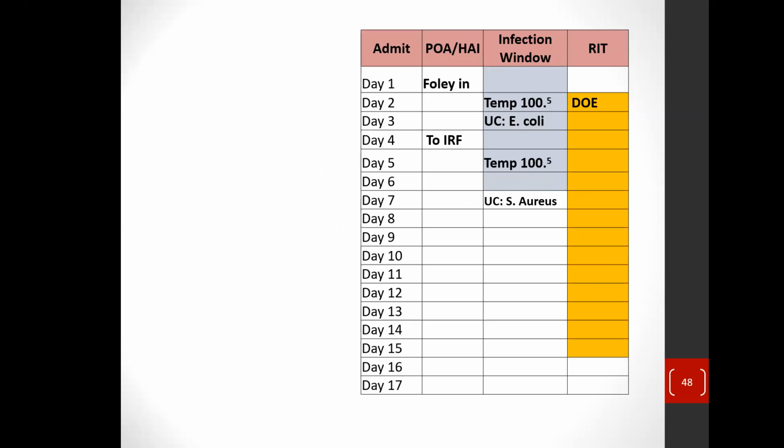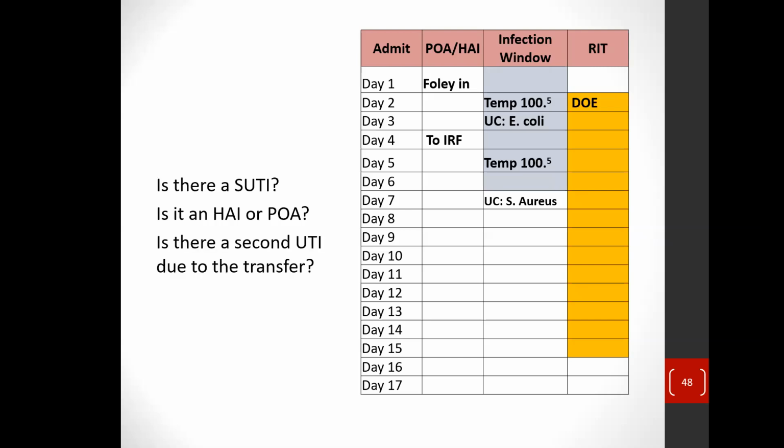It helps to really define if there is a SUTI, there is a non-catheter associated, you've got the temp on day 2, you've got urine culture on day 3, date of event is day 2, repeat infection time frame, and so that is added to the previous one. And it's POA because you can see it's on day 2. And that transfer makes no difference.